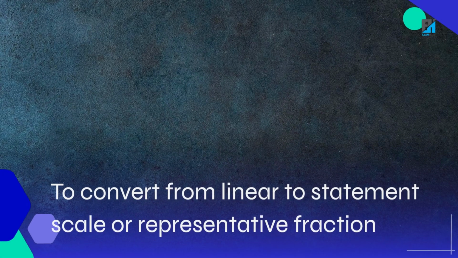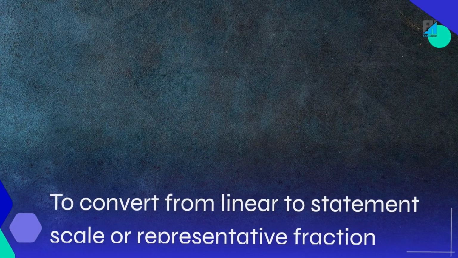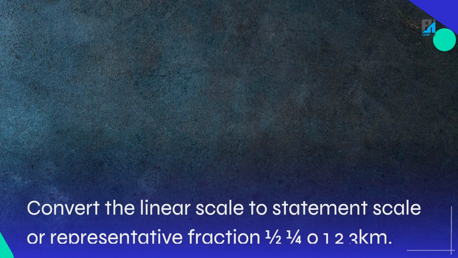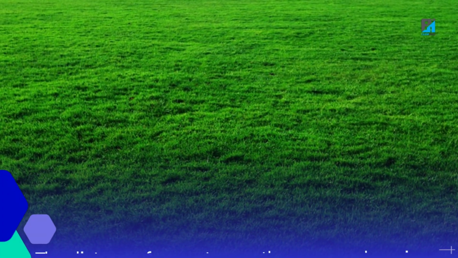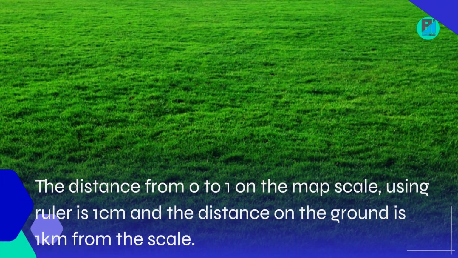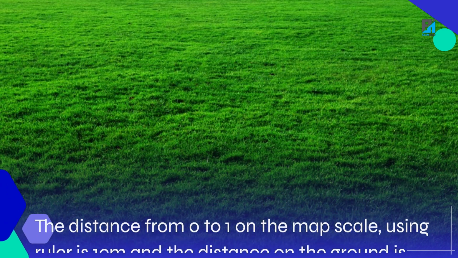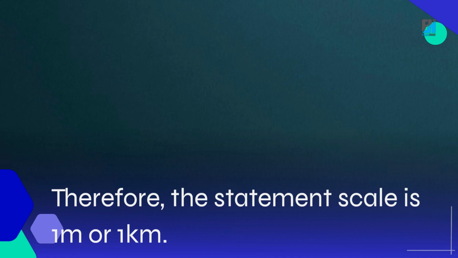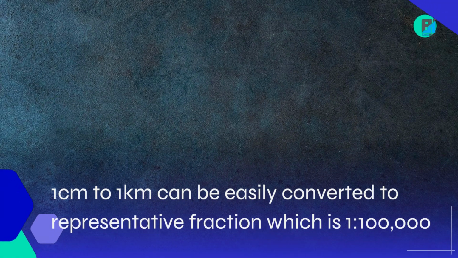To convert from linear scale to statement scale or representative fraction, first convert the linear scale to statement scale. Half, 1/4, 0, 1, 2, 3 kilometers. The distance from 0 to 1 on the map scale, using a ruler, is 1 centimeter and the distance on the ground is 1 kilometer from the scale. Therefore, the statement scale is 1 centimeter to 1 kilometer, which can be easily converted to representative fraction, which is 1 to 100,000.